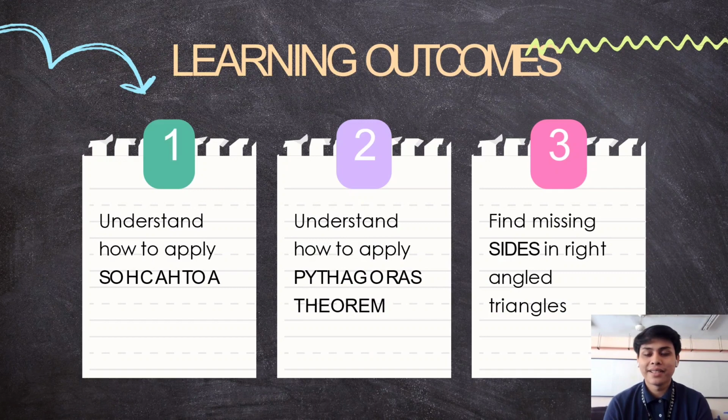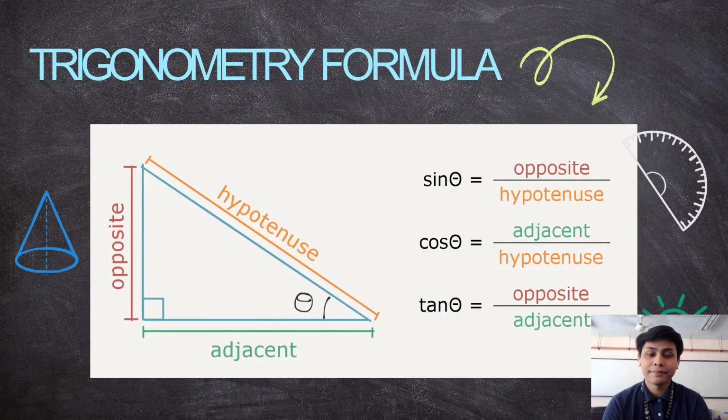Learning outcomes. First, understand how to apply sine, cosine, and tangent. Second, understand how to apply the Pythagoras theorem. The last one, find the missing side in a right angled triangle. This is a formula of trigonometry.